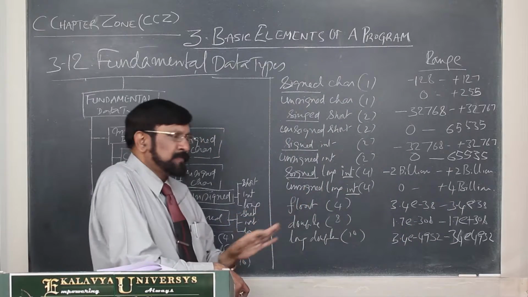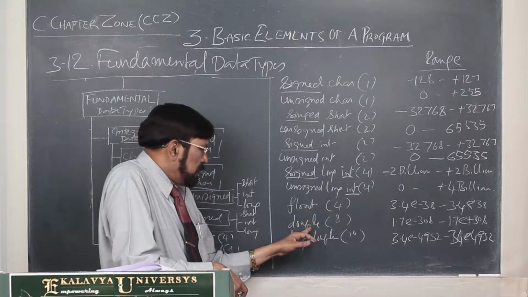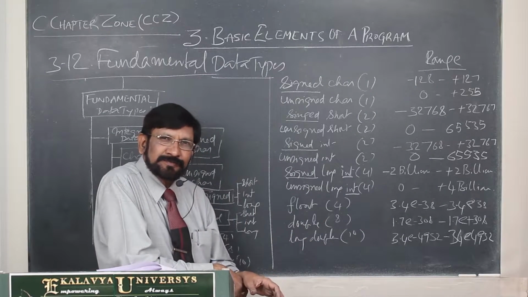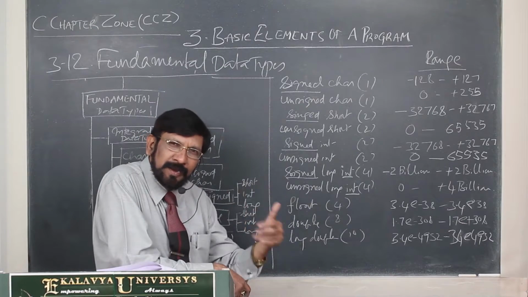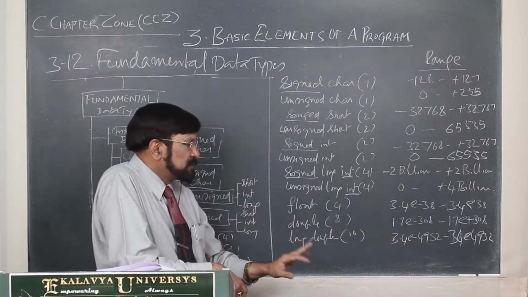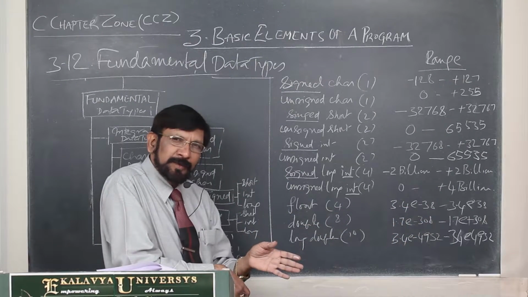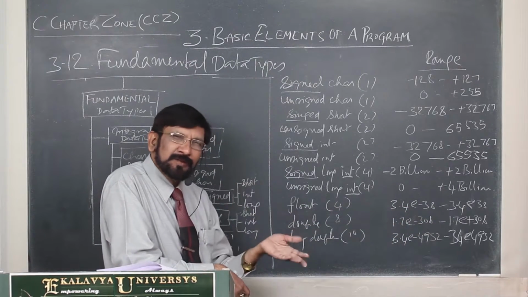Okay, as far as float, double and long double, we need not think of the ranges. Those are millions of millions. That's why these are given in exponential notation. You need not remember them. Any value you can give.